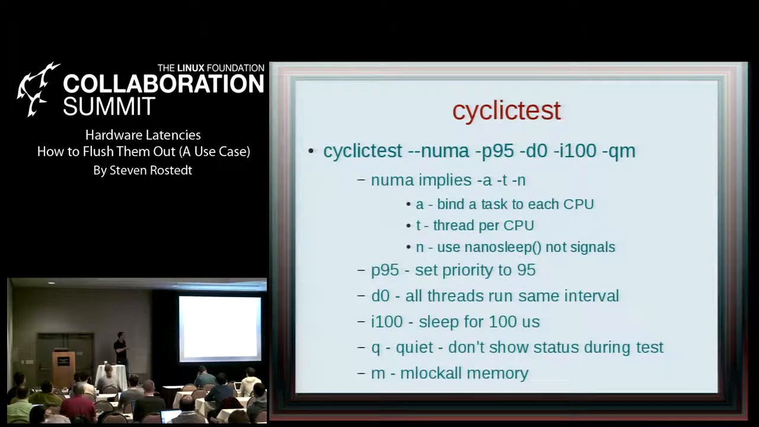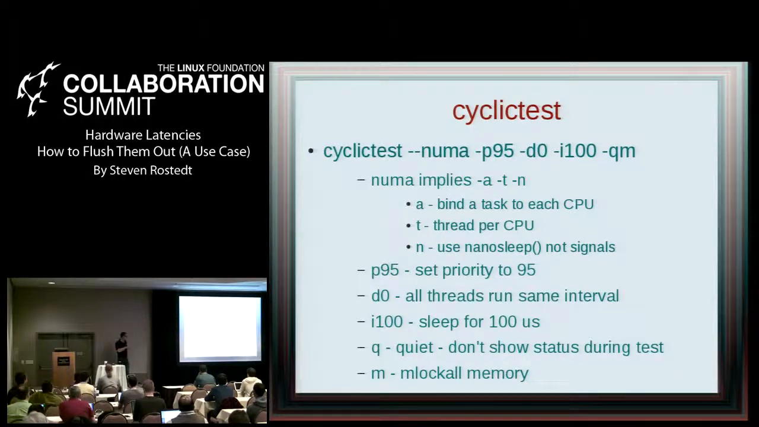Now, these two are kind of related. Dash D0: the reason I said it sets the first one to 95 is that if you don't put dash D0, it sets the first one to 95, the next one to 94, 93, 92, 91, all the way down. And dash I is actually related too. Dash I is sleep for only 100 microseconds. So it will go to sleep and wake up 100 microseconds from now.